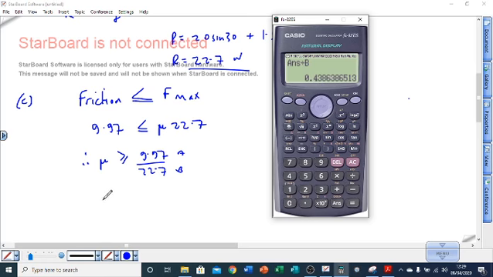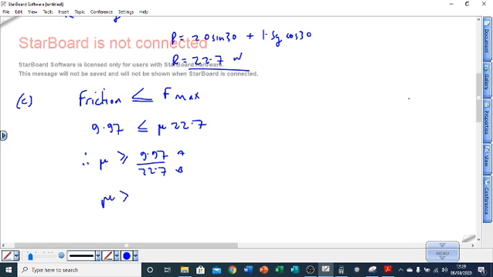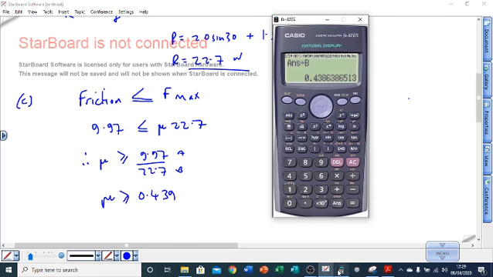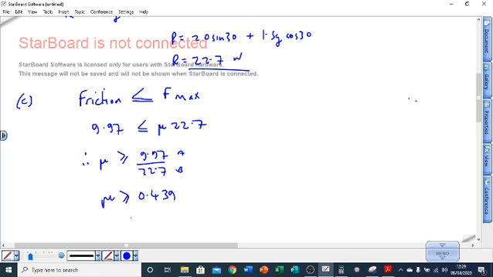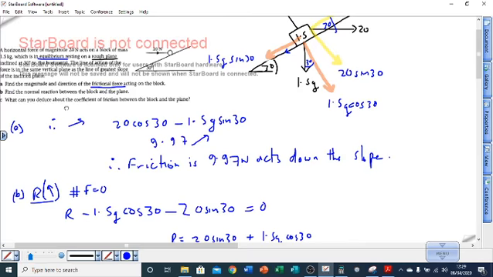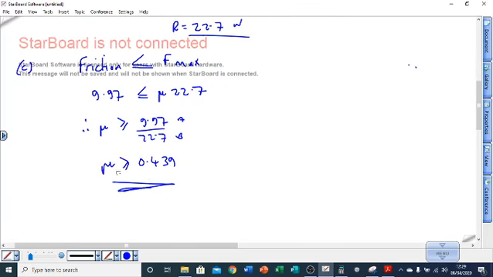It's 0.439. So I know that mu must be greater than or equal to 0.439, and that's all I can deduce. So it says, what can you deduce about the coefficient of friction between the block and the plane? I can deduce that the coefficient of friction must be greater than or equal to that. I hope that makes sense.